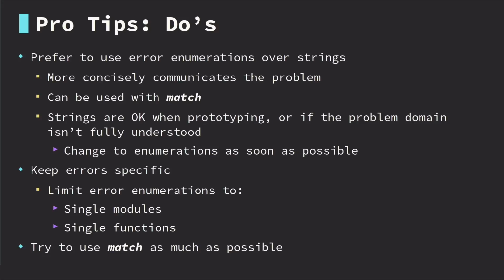The last pro tip is to use match as much as possible. Whenever the error enumeration is updated, you'll get a compiler error for all of the code that utilizes the enum. This ensures that every possible code path gets covered.